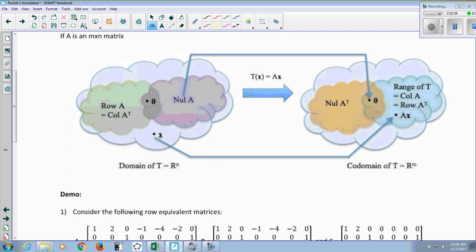And now we're throwing in row space of A, which is defined as the column space of A transpose. So we already know what column space is. If you just take A and transpose it, that would be the column space of A transpose. It's the row space of A. And then the null space of A transpose lives over here. And the column space of A is the row space of A transpose.